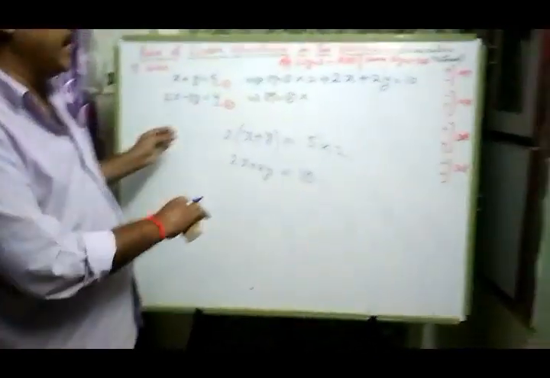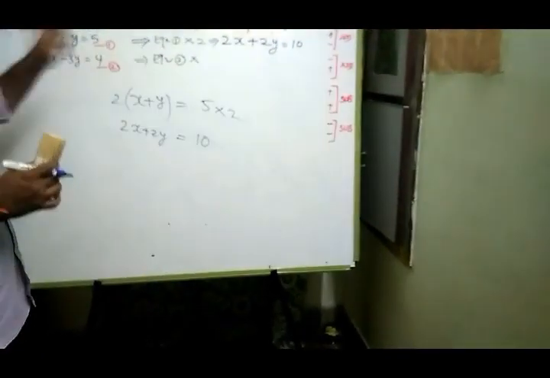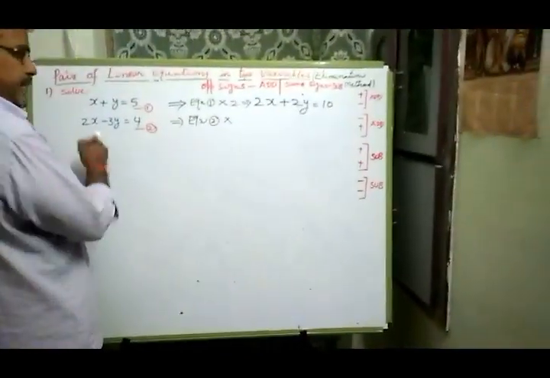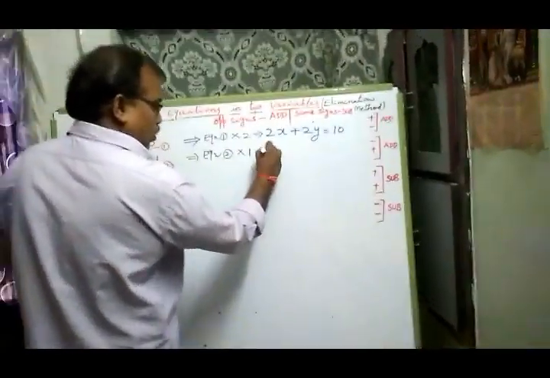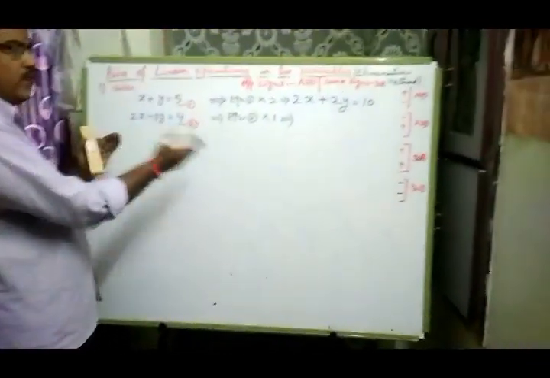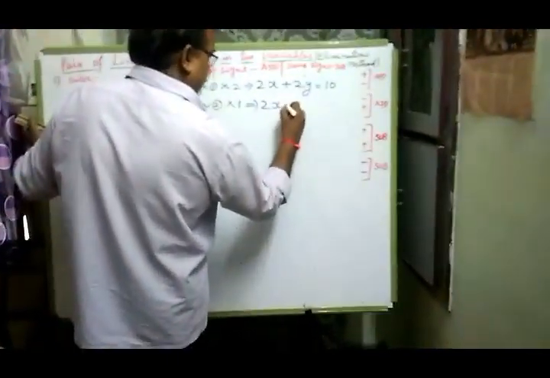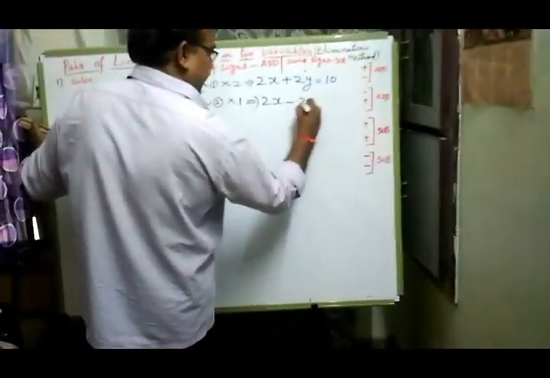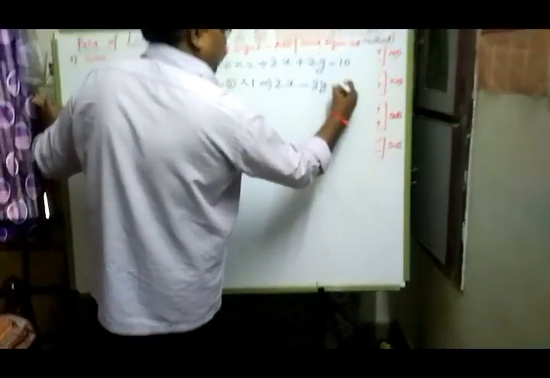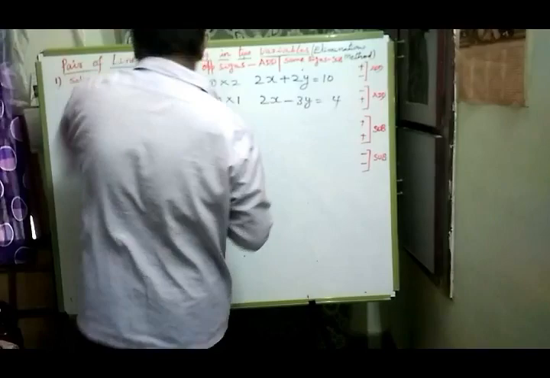Both LHS and RHS you have to multiply with 2. 2 into x, 2x plus 2y is equal to 10. Now, actually as it is you can write, but for namesake I am multiplying with 1. So 2x minus 3y is equal to 4. Both LHS and RHS you have to multiply with 1. The same thing we get: 2x minus 3y is equal to 4.